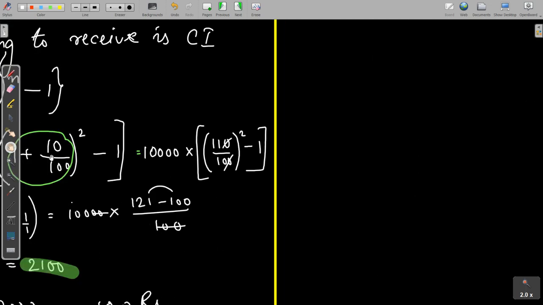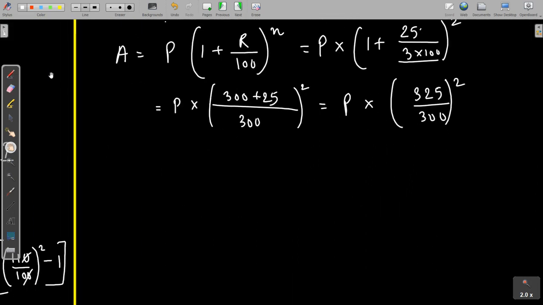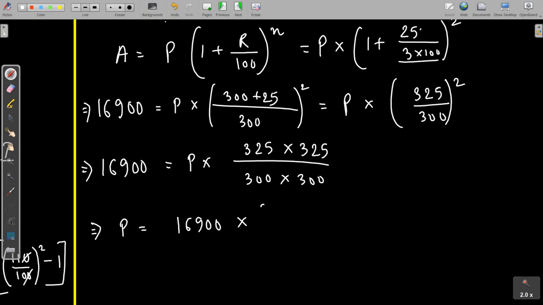Now, remember I told you no solving unless we are at the last step. So let's just expand it. We know the amount, right? The amount is 16,900, so I'm going to put the value here. At the next step, what do we have? P multiplied by, in the numerator, 325 multiplied by 325. In the denominator we would have 300 multiplied by 300. Now simply, can we write P is equal to 16,900 multiplied by 300 multiplied by 300 by 325 by 325? Now, we can't see that anything can be cancelled out, so we are going to just start dividing stuff.